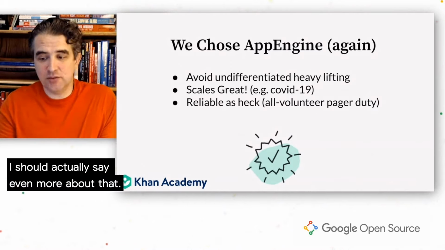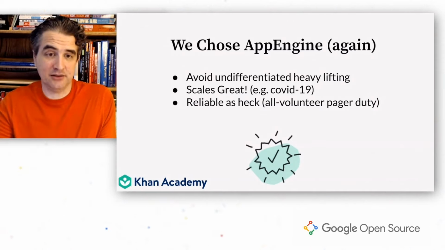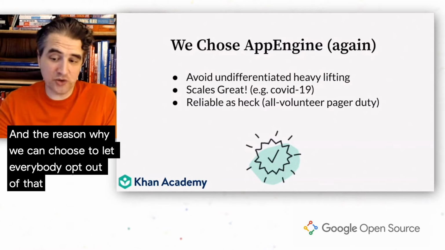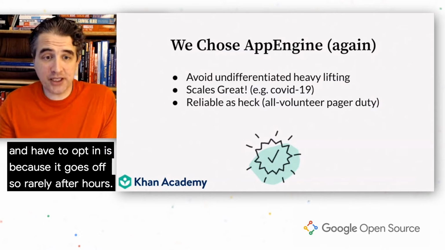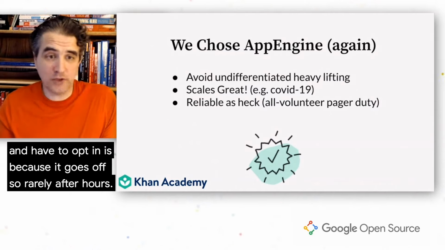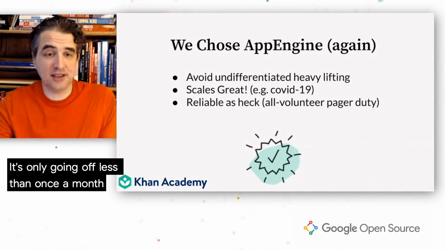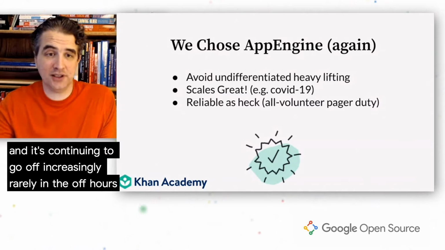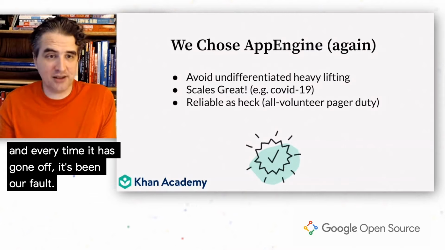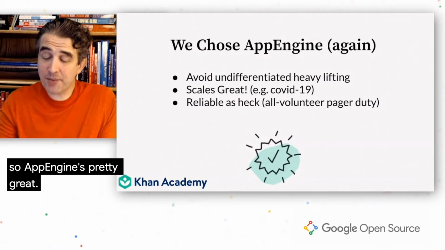I should actually say even more about that. Our PagerDuty is all volunteer. And the reason why we can choose to let everybody opt out of that and have to opt in is because it goes off so rarely after hours. It has only gone off less than once a month for the past year and a half. And it's continuing to go off increasingly rarely in the off hours. And every time it has gone off, it's been our fault. It's not been Google's. So App Engine's pretty great.